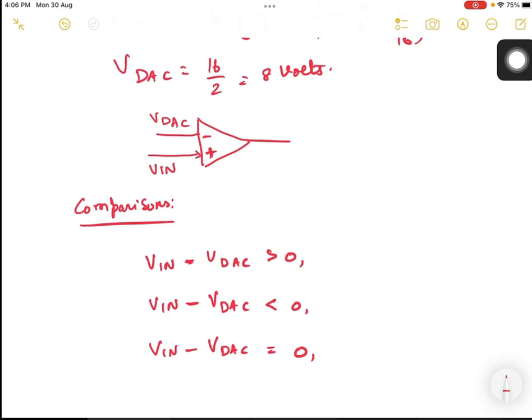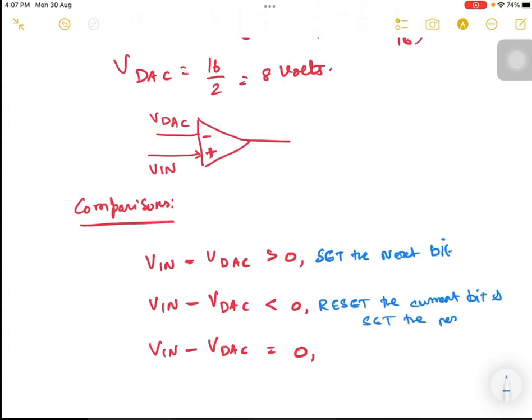Now, when it is greater than 0, the condition is to set the next bit. Please remember, when V input minus VDAC is greater than 0, set the next bit and don't change the current bit; let the current bit be as it is. When V input minus VDAC is less than 0, reset the current bit and set the next bit. So the current bit you make 0 and set the next bit. When it is equal to 0, no change.